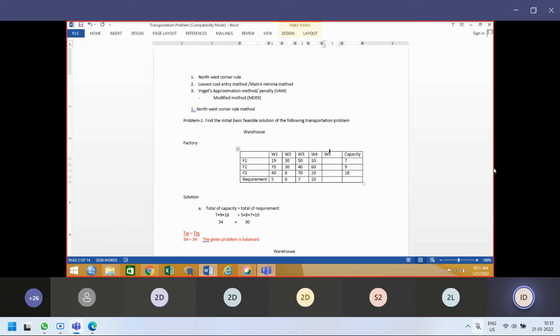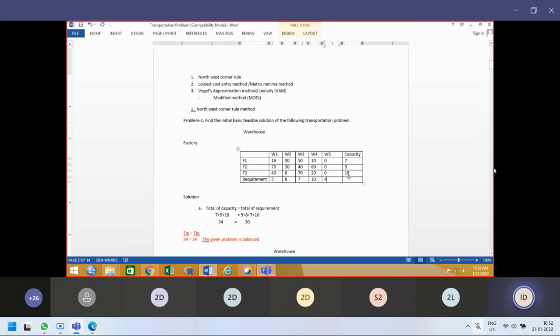And what is the cost matrix of this? 0, 0, 0. And what is the shortage? 4 is the shortage. Have you understood? Yes, sir. Now if you count this summation, 5 plus 8 plus 7 plus 10 plus 4 is equal to 34.